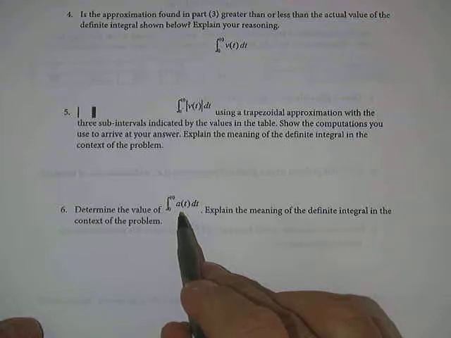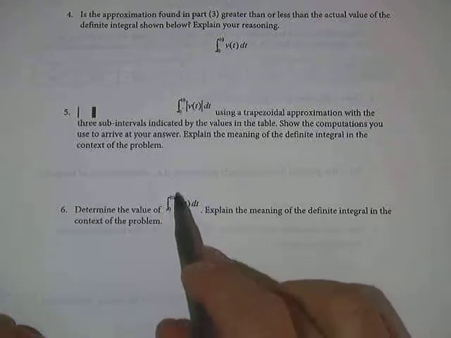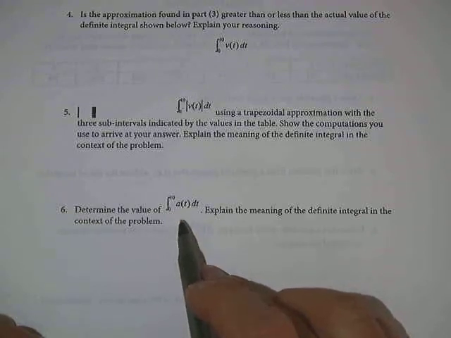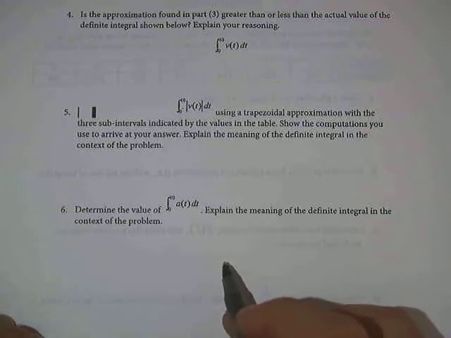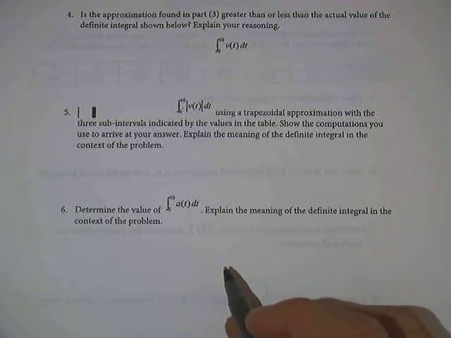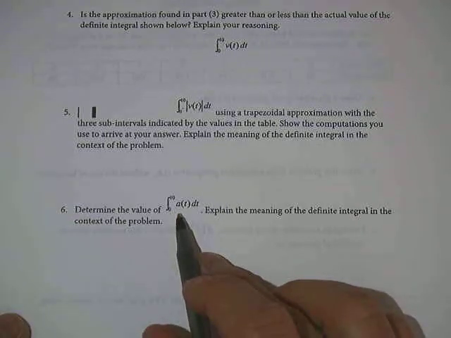Number 5, find the absolute value using the trapezoidal approximation and show your computations and so on. I'm going to go back to this one. We'll do the meaning part. The meaning part, of course, is the total distance traveled. Okay. We'll do the computation in just a minute. We'll go back to that one. I want to make sure we see the picture of that.